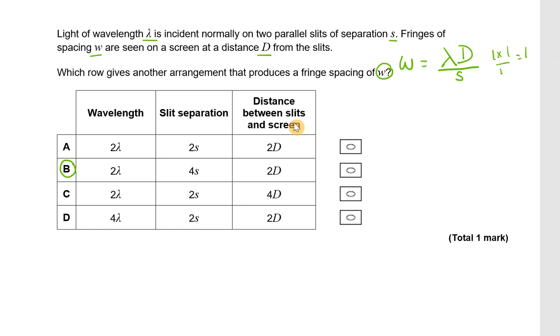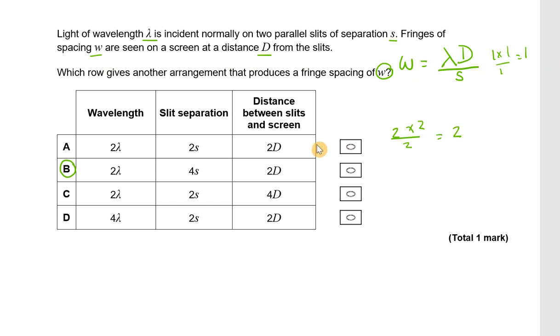So if we now say these are all doubled, we can ignore the lambda, the S, and the D, and we can just multiply and divide these numbers together in this ratio, and we can see when we get a value of 1 again. So let's look at A. Lambda is 2, the slit separation is 2, and the distance between the slits and the screen is 2. You're going to get an answer of 2.